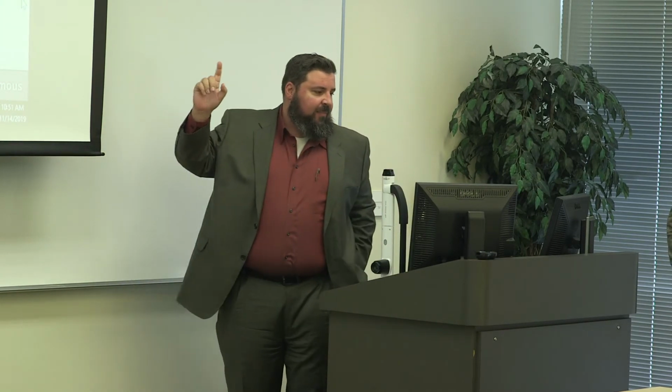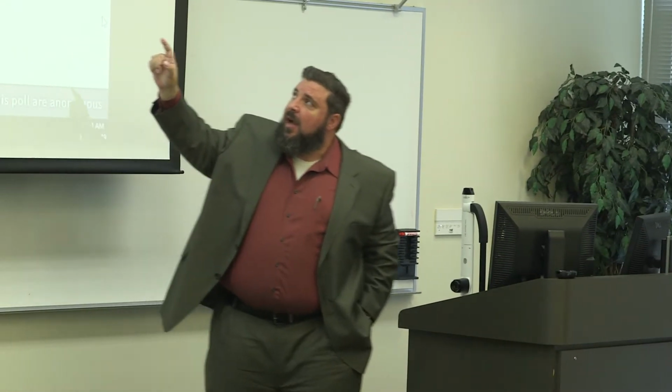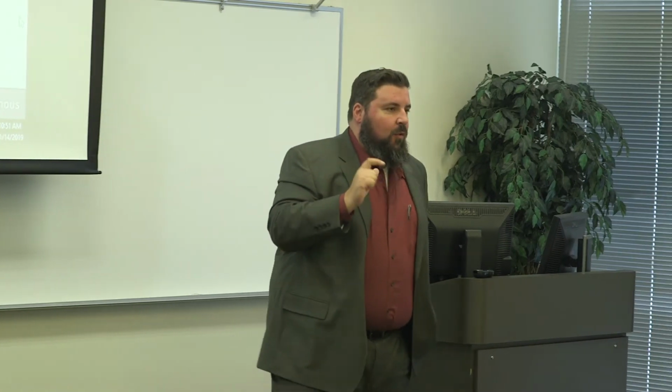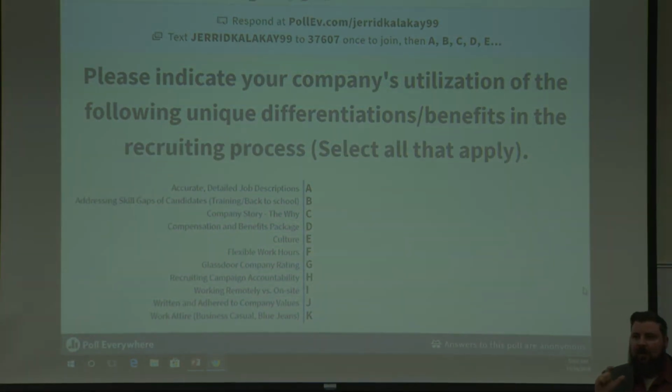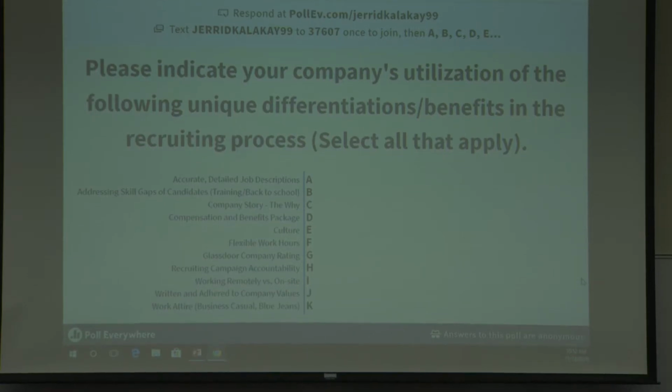The easiest way is to simply send a text message to 37607. That'll be who you're sending the text message to. And you're going to text my name, Jared Calique, 99. Sorry, that's my default login name for this. And then once you do that, you're going to answer which of the following does your company currently utilize in your recruiting? So which do you share with your potential candidates, and what do you share in your recruitment process? Out of these.